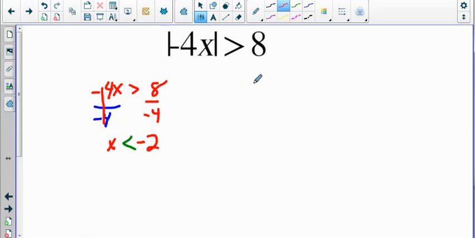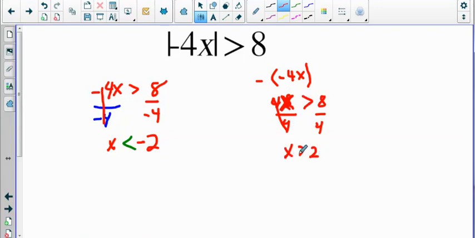There's that side. This side over here, I take the opposite of everything I see in there. Well, what is the opposite of negative 4x? The opposite of negative 4x is just 4x. And that's greater than 8. All right, divide both sides by 4. That's not a negative number. Okay. That x comes down, and 8 divided by 4 is just simply 2.